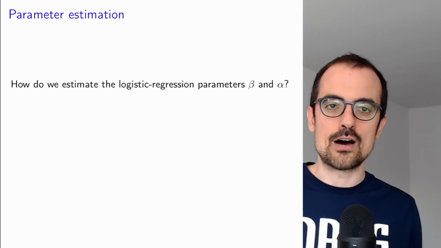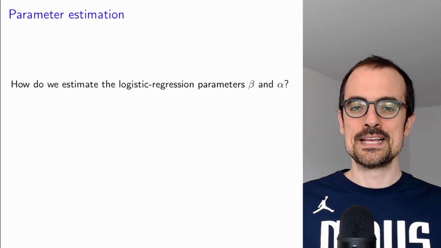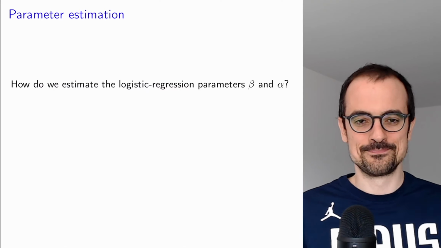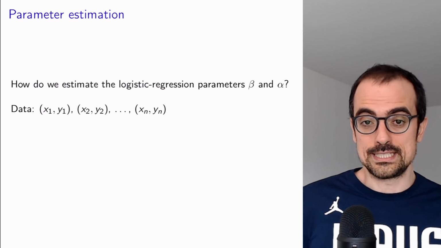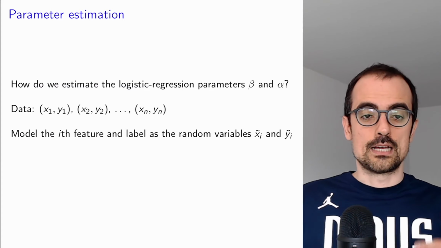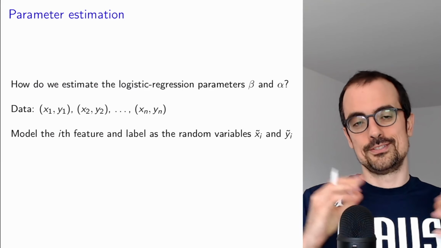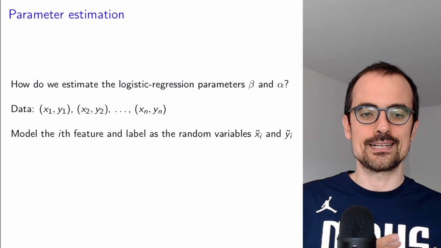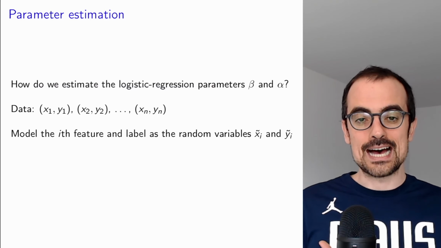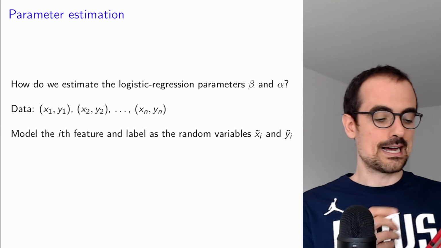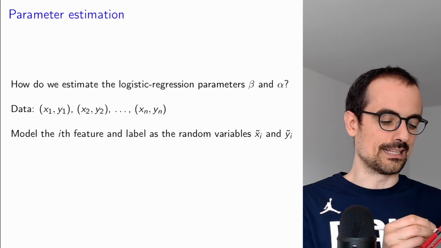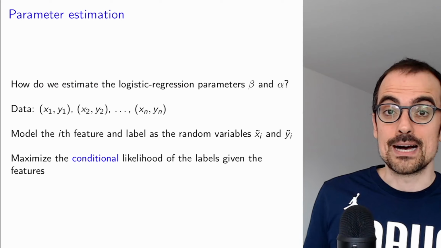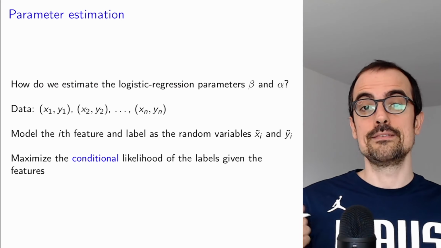Okay, so how do we estimate the logistic regression parameters beta and alpha? I never know if I should say beta or beta. We want to estimate them from data. And what we do is we're going to model, and you won't be surprised that we apply probabilistic modeling to this, the ith feature vector as a random vector xi, and the label as a random variable yi. So here I should have said that this is a random vector and this is a random variable. And then we're going to maximize the conditional likelihood of the labels given the features.